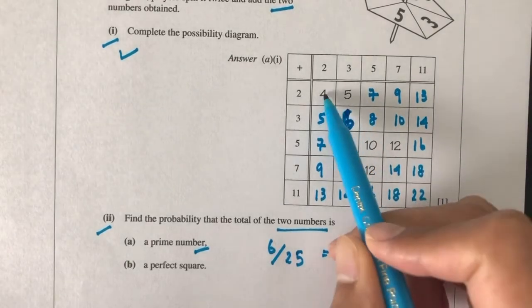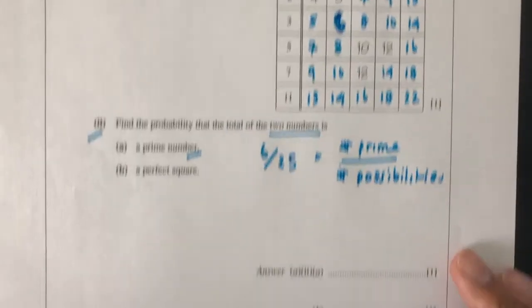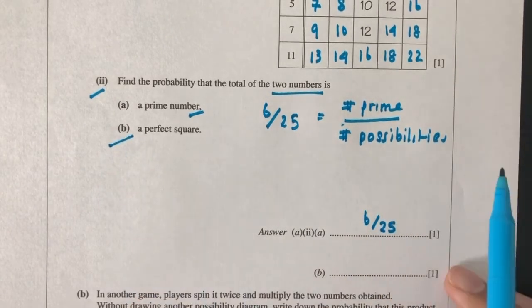We just have to count the number. You will have 25 values here. So divide by 25 for this part A. So 6 over 25. Now part B, a perfect square.